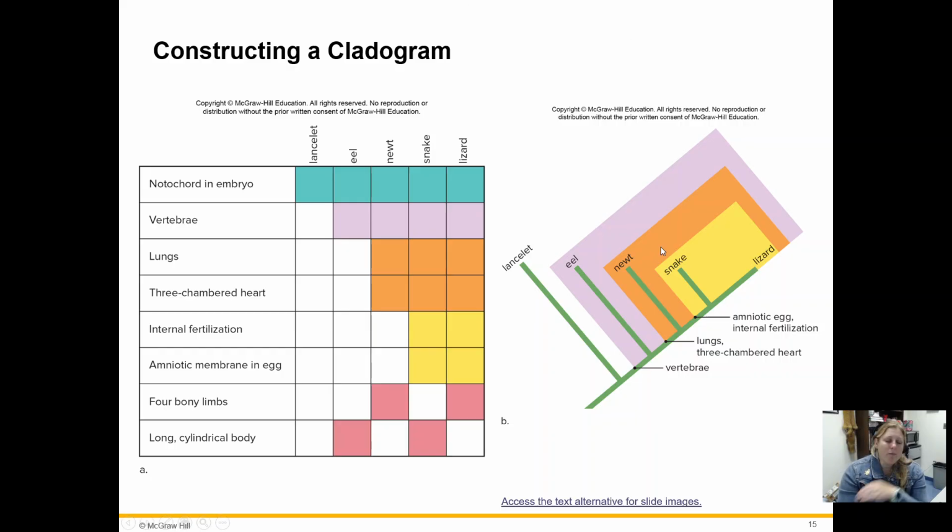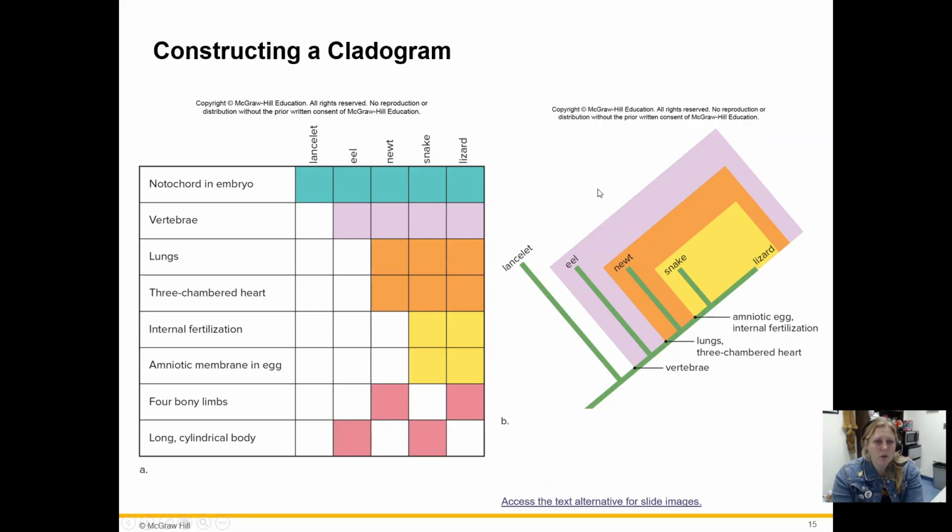So we can look at cladograms and we can determine a series of traits that we're interested in of individual organisms. And then we basically say yes or no, right? Yes or no. Do they have these traits or do they not? So if I look at the traits I have here and I'm looking at a lancelet, which is a small invertebrate chordate, an eel, a newt, a snake, and a lizard.